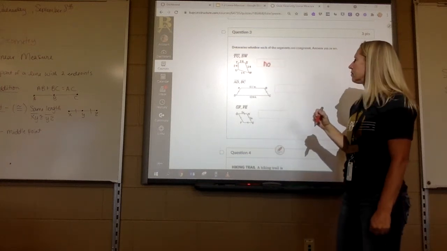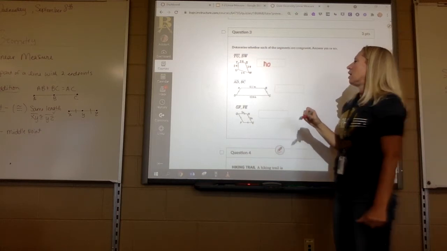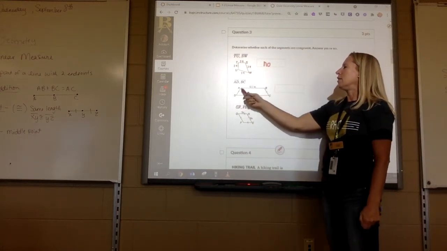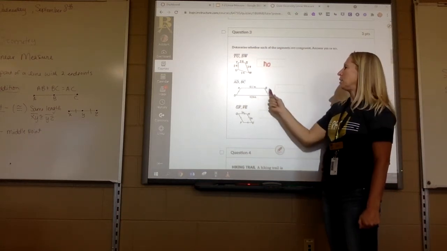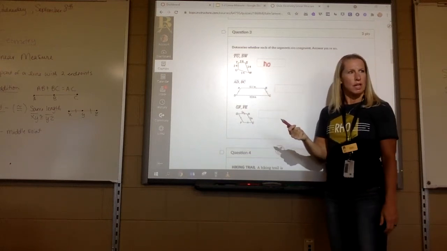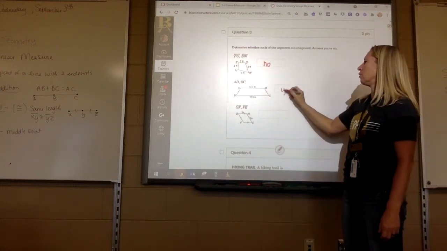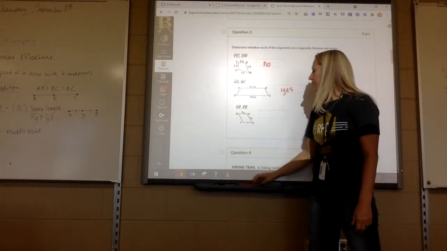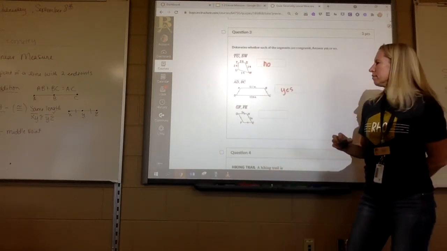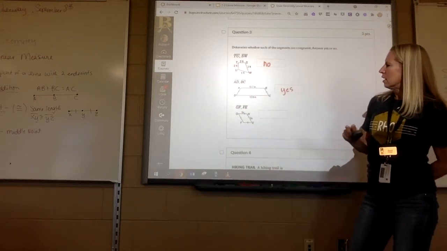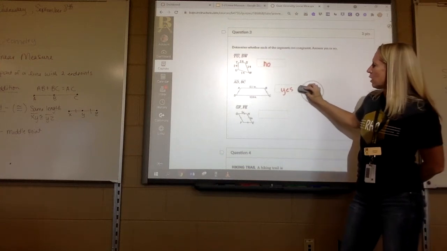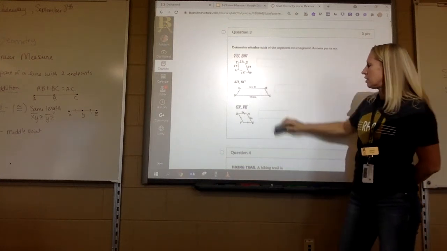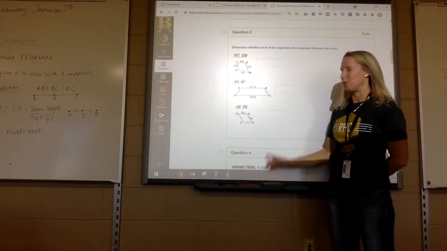On the next one, you're going to look at AD, which has 1 slash, and BC, which has 1 slash. Are those equal to each other? So you would put yes. What about GF has 1 slash and FE has 2 slashes? No, so put a no.